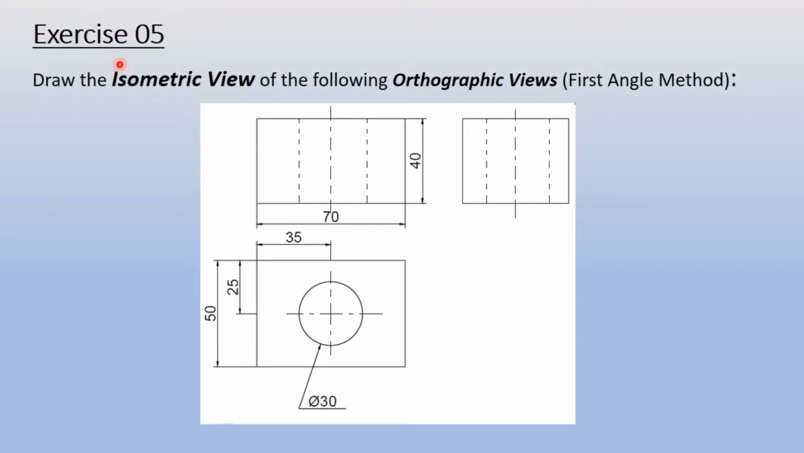This is exercise number 5. Draw the isometric view of the following orthographic views. It is mentioned here, first angle projection method. And I wanted to tell you this thing.